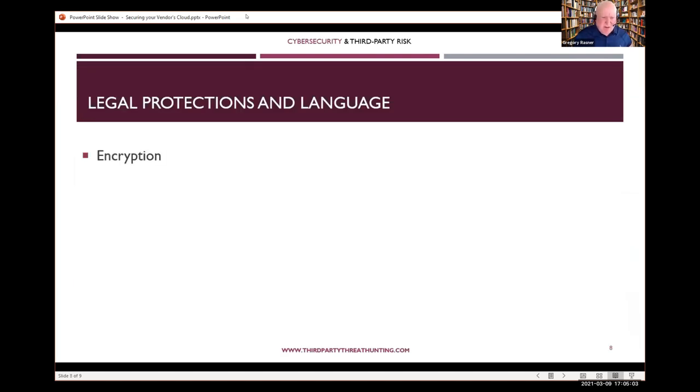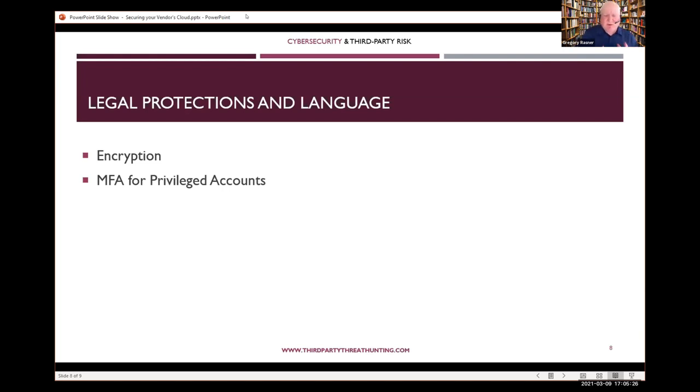Lastly, there's legal protections in language that you should have either in an information security addendum, a hosted addendum, or in the master service agreement, however your particular organization wants to wrap it up into a document. But it should definitely deal with encryption, right? You should have minimum expectations that the data will be encrypted both in transit, at rest, and in use.